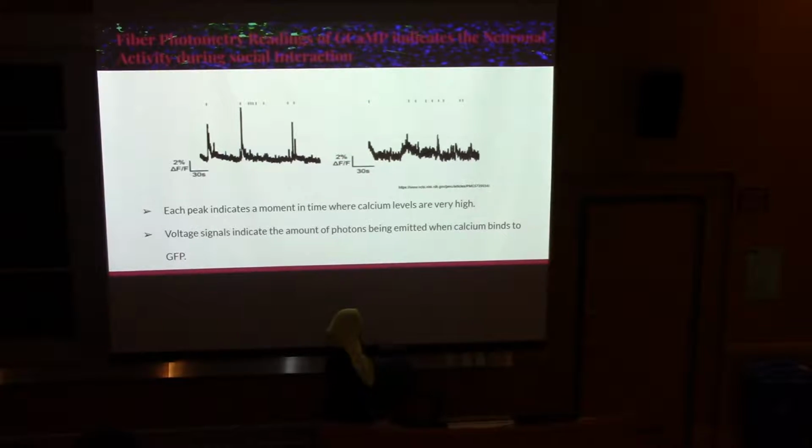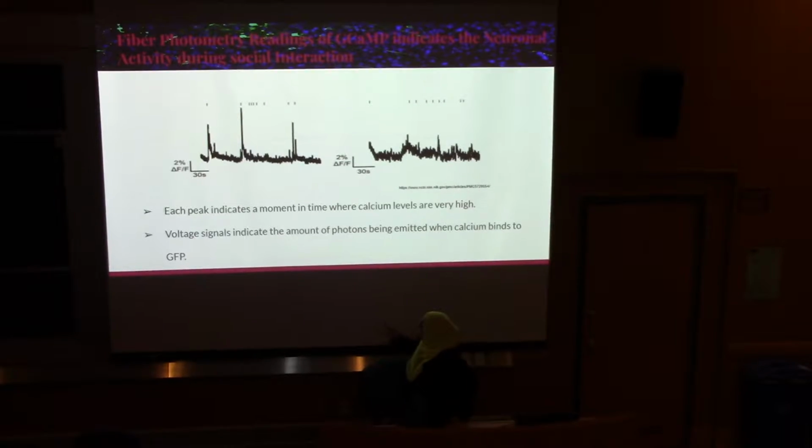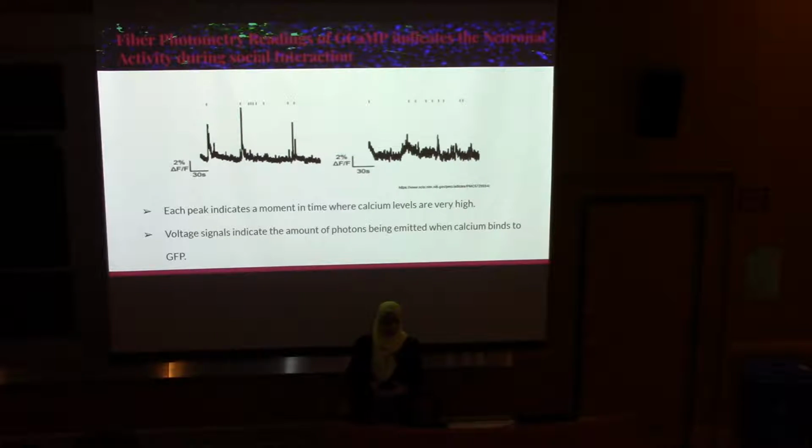So here are some of the readings that we see when we look at our computer. Really, each peak you see here represents a moment in time where there's an increase of calcium, so the levels are very high. And this ensures that maybe an action potential is happening. And it helps us conclude that there is activity occurring, both neuronal and physical.